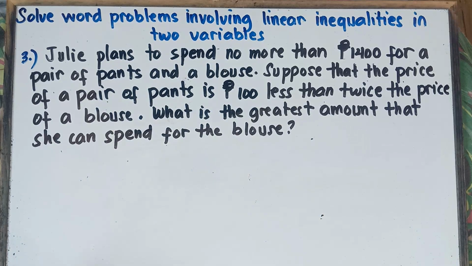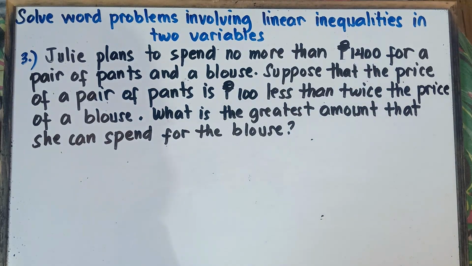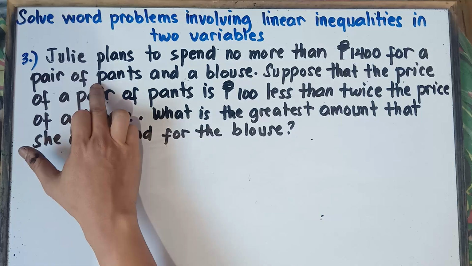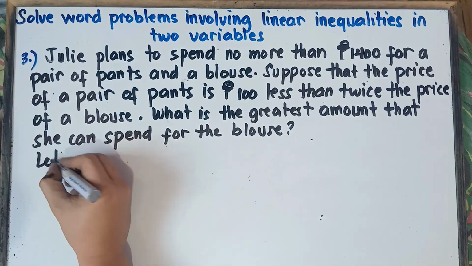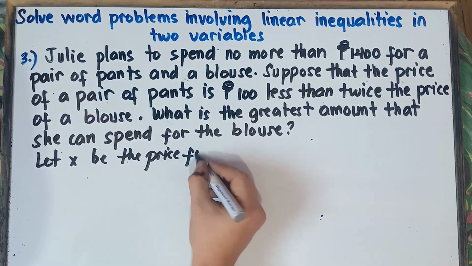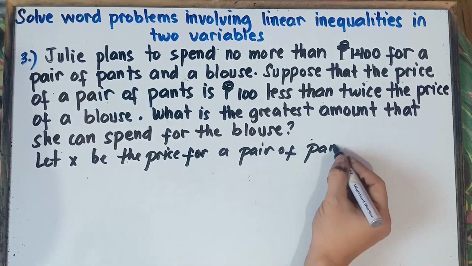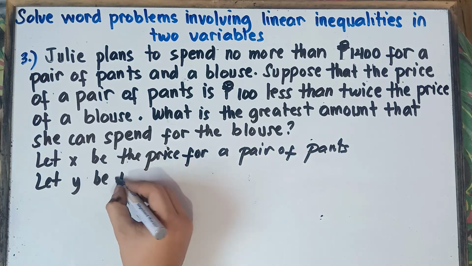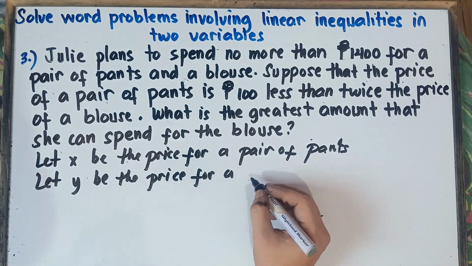Now, we know, class, that Julie will spend no more than 1,400 pesos. But in the problem, class, we don't know the price of a pair of pants. We don't know the price of the blouse. So, therefore, class, we can say, let X be the price for a pair of pants. And then we can also say, let Y be the price for a blouse.